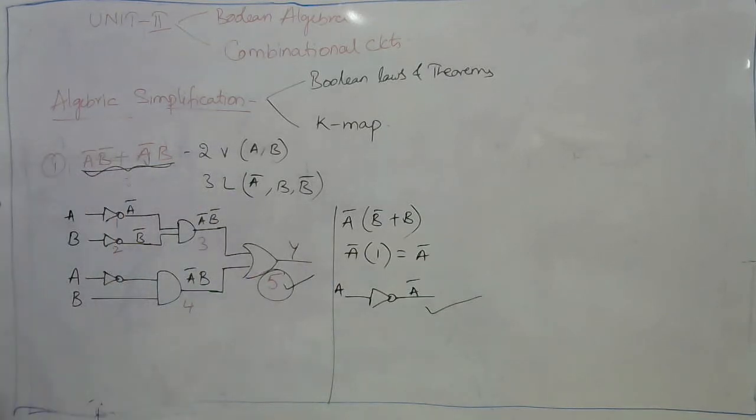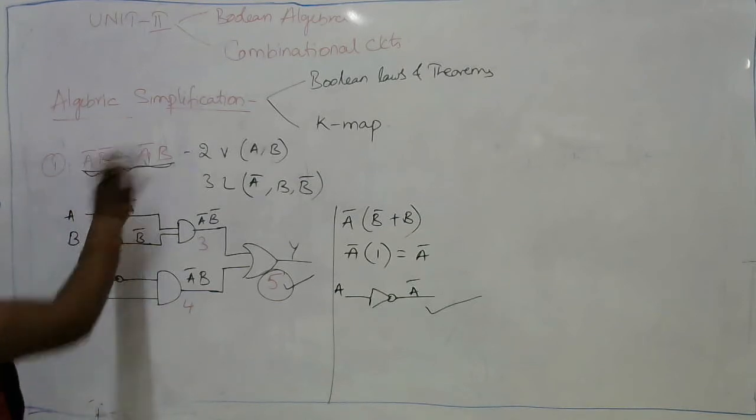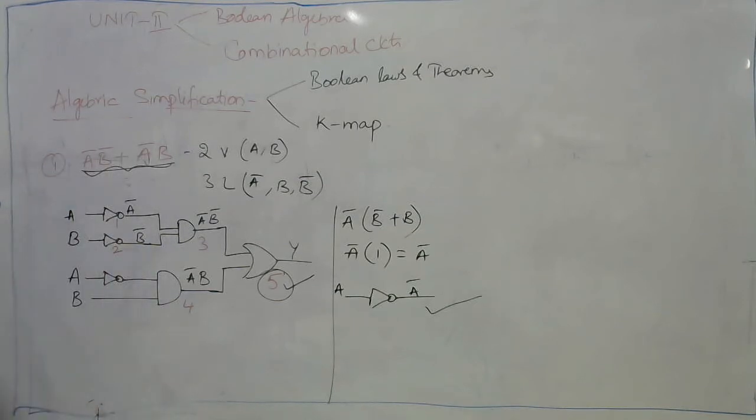So the use of algebraic simplification is that in designing, it will take fewer gates. If the number of gates is reduced, the power consumption required for the circuit also reduces. And the second important thing is, if the number of gates is less, the space required in designing an IC is also less. That automatically reduces the cost of the circuit. So the main advantage of algebraic simplification is that the number of gates, the power consumption, and automatically the cost of the circuit are all reduced.